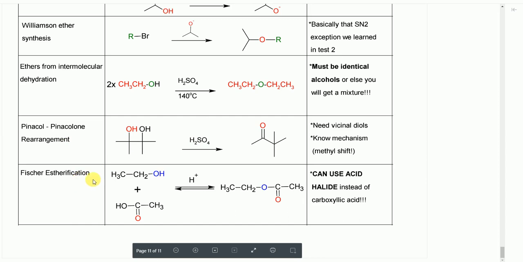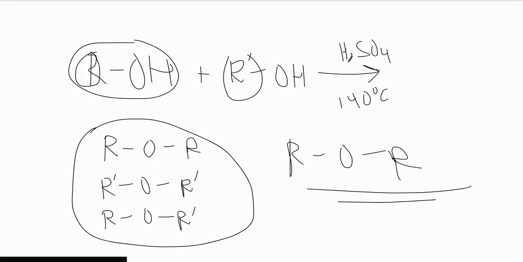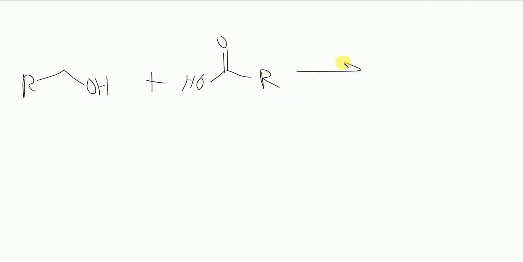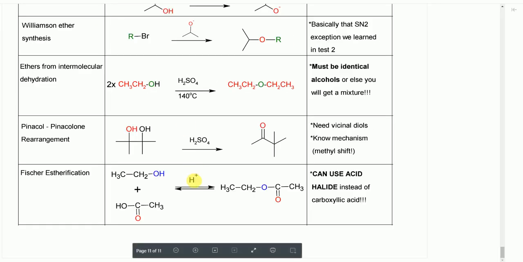And then finally, one of the most important reactions out of all of these is the Fischer esterification, right? So Fischer esterification is essentially when I combine an alcohol, so any alcohol, plus any carboxylic acid. So I have an R group over here, right? So I have whatever, and I have an R group over here. And when I do this under the conditions of just H plus, right? H plus is the only thing I need to initiate this.